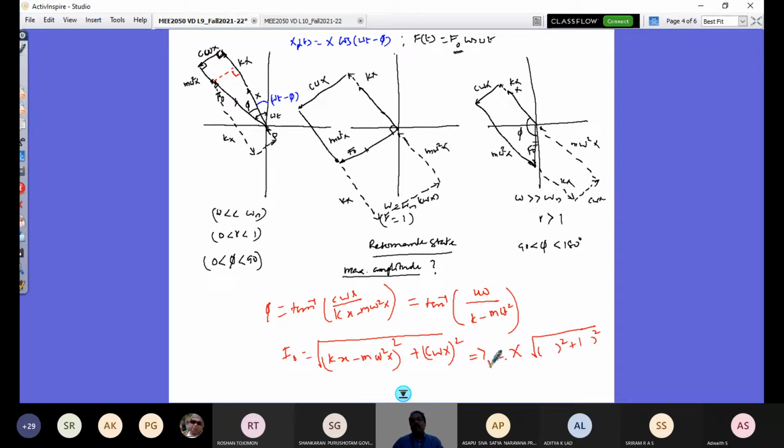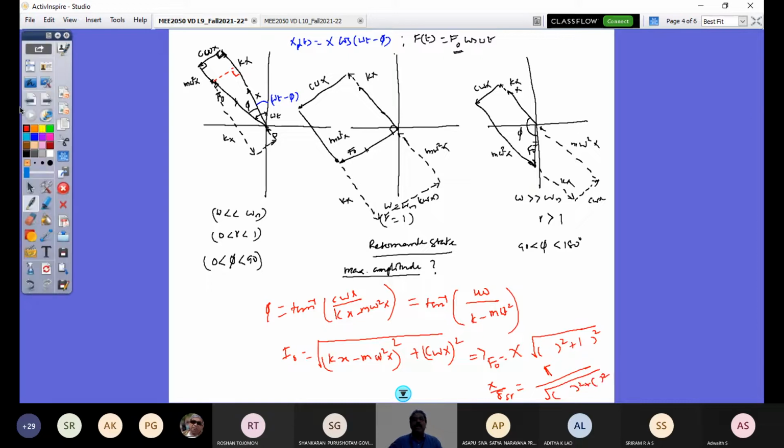So this is what is F naught, and here is where we have defined x by delta st is nothing but F naught. But F naught by kx is what is taken down. So this is 1 by under root of the square plus the square. So this is how you can always remember. Vector representation is always quite useful. And this is what we have seen.